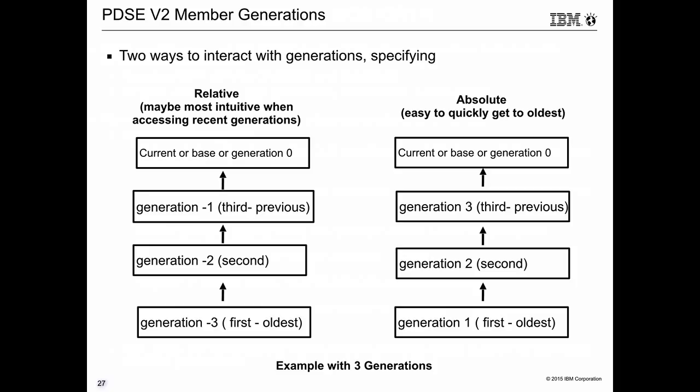The left side, relative generations, again, I find to be a little more intuitive. You start with generation 0 being the base generation, minus 1 is the previous generation, minus 2 is 2 back, minus 3 is 3 back, and in the case of this picture, the oldest. So when we look at an example in a minute, we're going to work from relative generations because I find that to be easier to deal with.